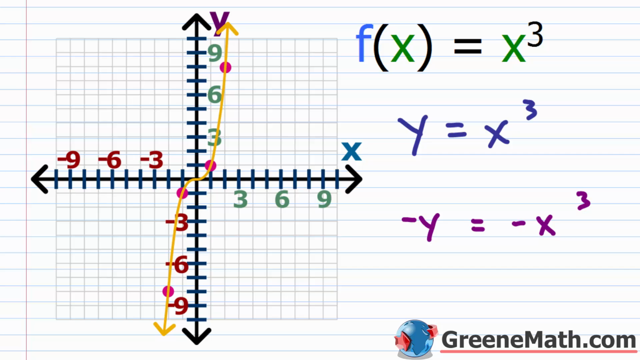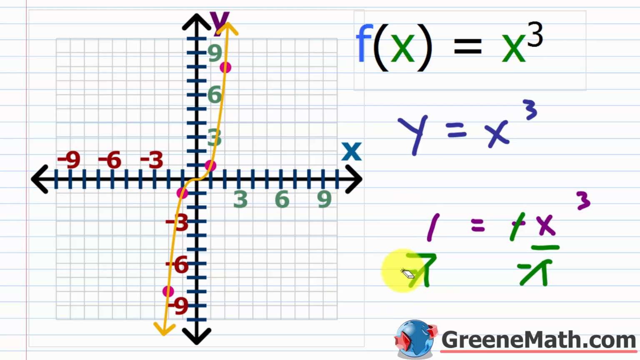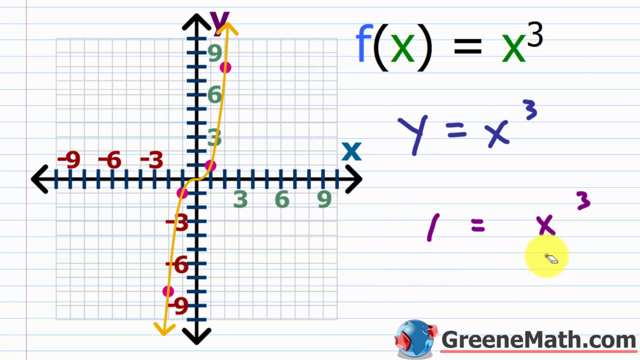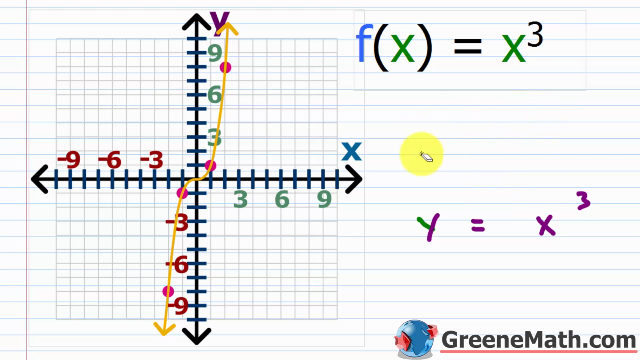And all I want to do here is just divide both sides by negative 1, and this will cancel, and so will this, and I end up with y is equal to x cubed again, right? So these are the same. So that's how we know it's symmetric with respect to the origin. That's kind of the easy way to look at it.